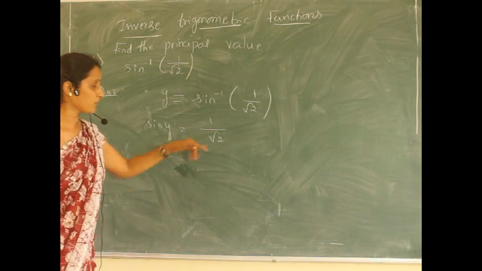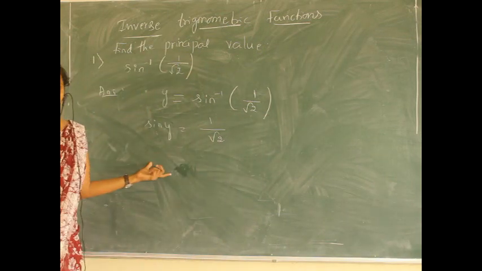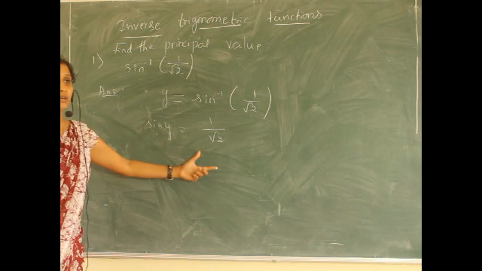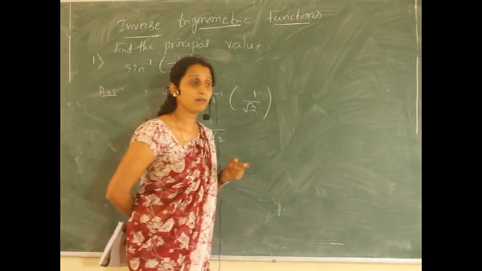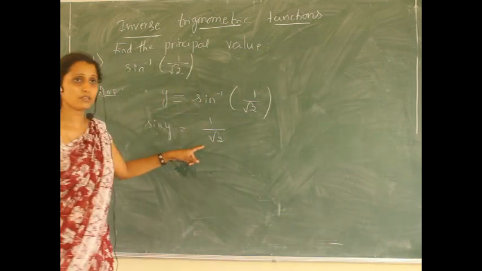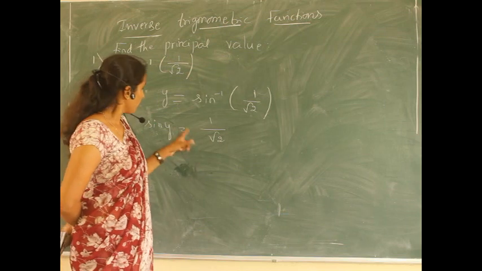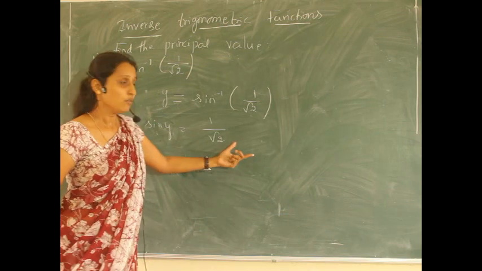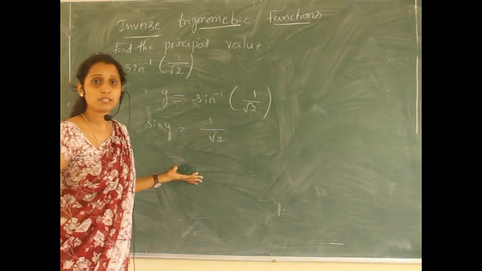So when sine function is 1 by root 2, we know that y is equal to pi by 4. And we know that the sine value is positive, because 1 by root 2 is positive, either in the first quadrant or in the second quadrant. It is positive in the first quadrant, for pi by 4, and in the second quadrant, meaning pi minus pi by 4, for that also it is positive.